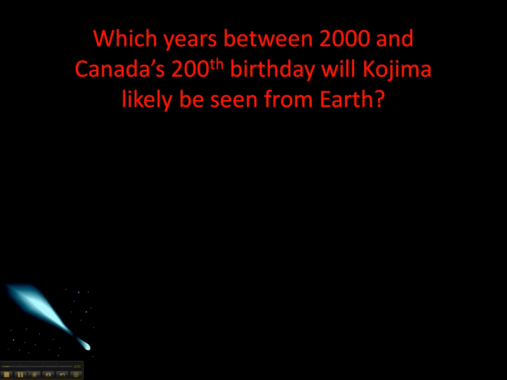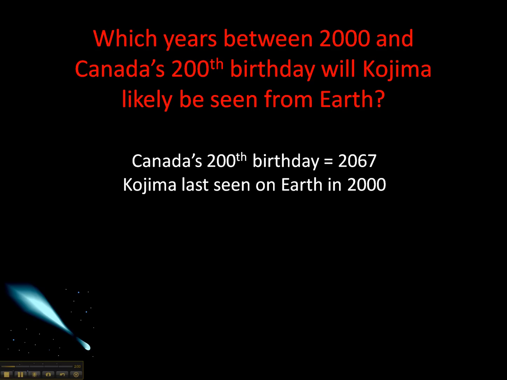Our question on page 74 is, which years between 2000 and Canada's 200th birthday will Kojima likely be seen from Earth? There's some information that you need to know, and that's Kojima is a comet that orbits the Sun every 7 years. And by 2000 we mean the year 2000, and Canada's 200th birthday is in 2067. So now you have all the information you need to know, knowing that Kojima was last seen on Earth in 2000 and then again in 2007. Our textbook's getting a little old, I guess.